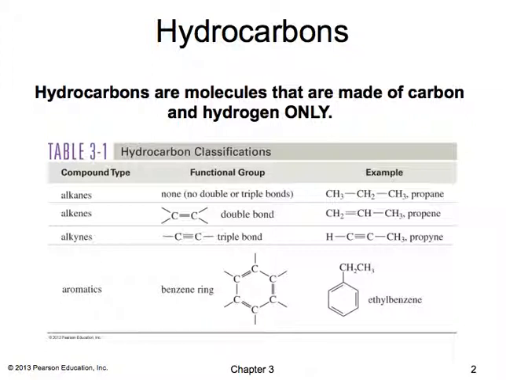And so we've discussed some of this before. You have alkanes, alkenes, alkynes, and aromatics. Alkanes have no double or triple bonds. Alkenes have double bonds. Alkynes have triple bonds. And aromatics are essentially structures like the benzene ring, in which you have alternating single and double bonds. And here are some examples.